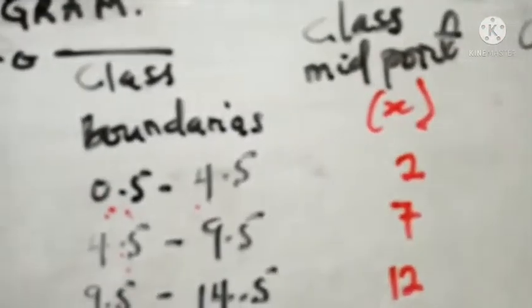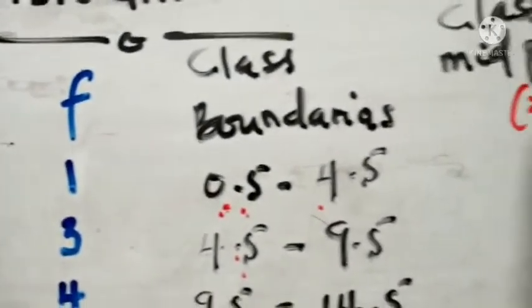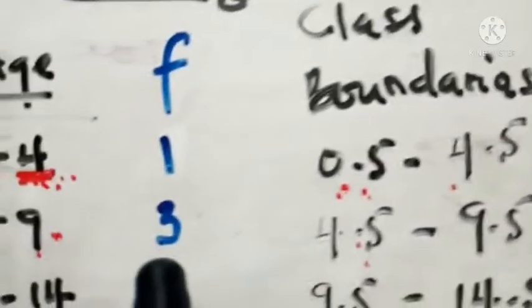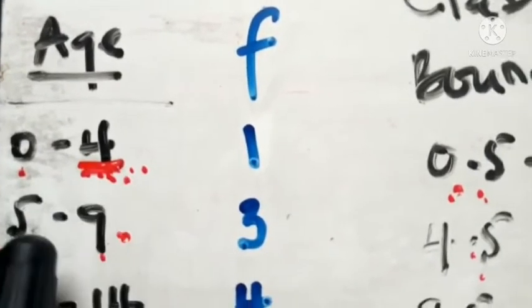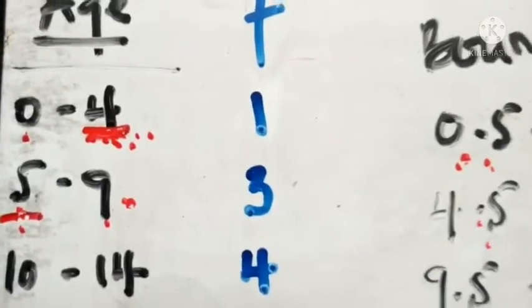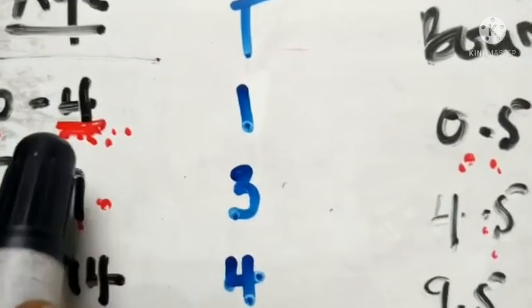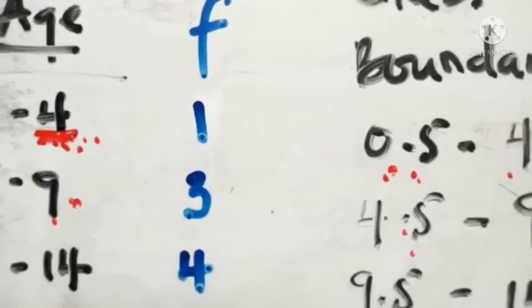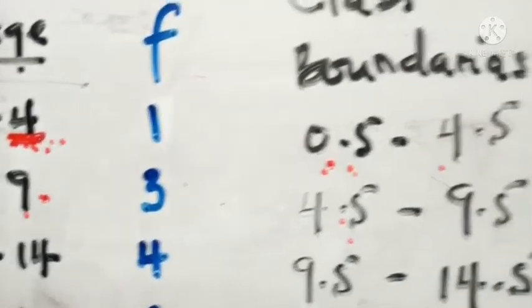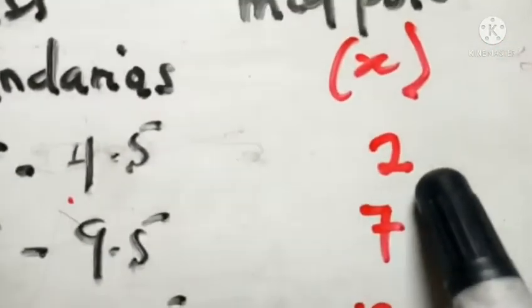And then how do you get a class midpoint here? Pay close attention. To get a class midpoint, we call it X, for the grouped data. You add these two numbers and divide that by 2, because the name says midpoint, the middle point. So this plus this will be 4, and then 4 divided by 2 gives you 2. That's how I got my 2 here.